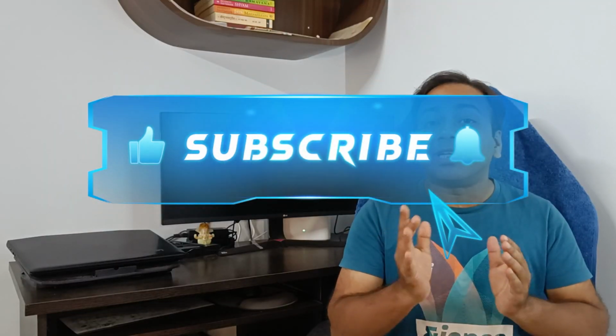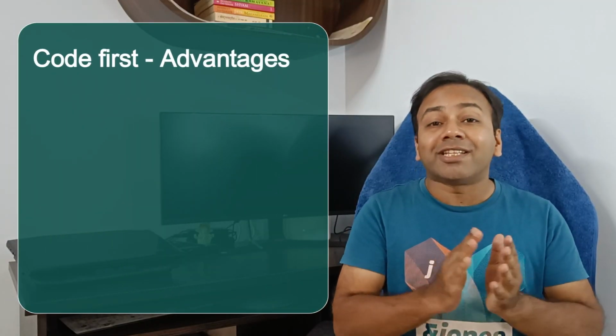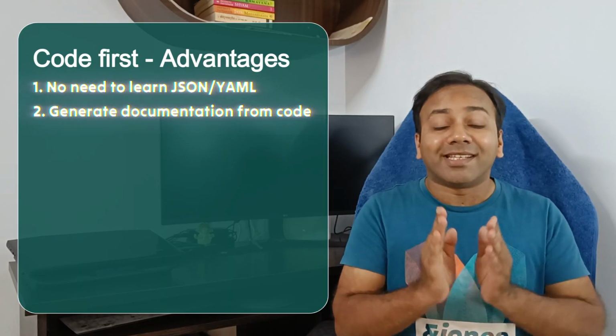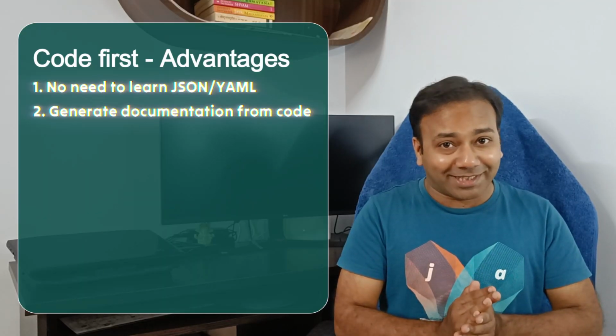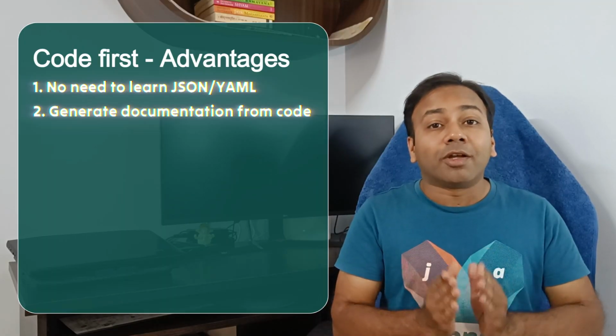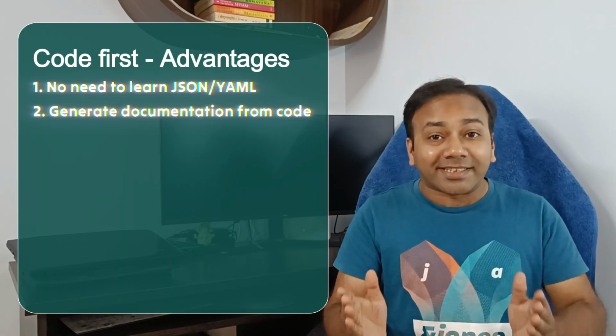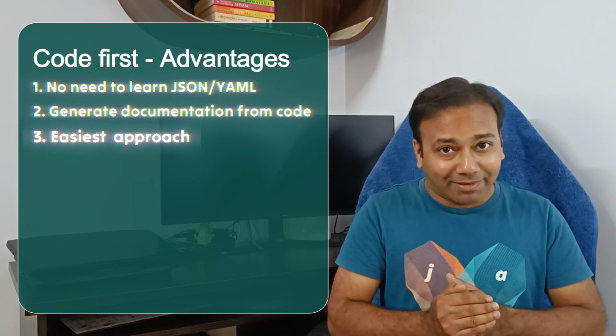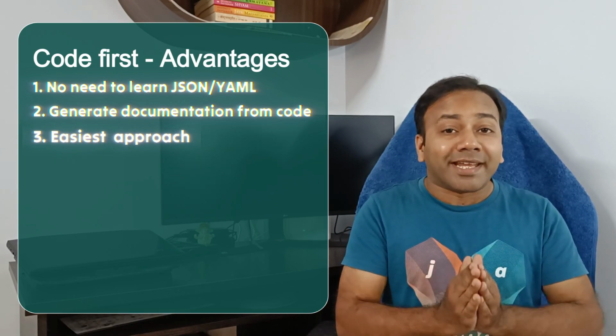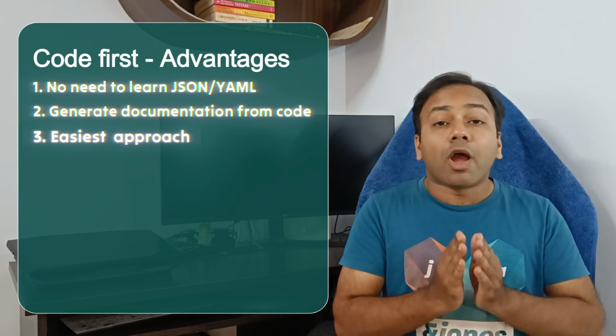So there will be some set of annotations that you will be using to define API description, define the input that your API will be using, define authentication and authorization details from right inside your code. So there is no necessity of learning all these JSON and YAML from the code first standpoint of API definition, because you won't need to learn about YAML or JSON based specifications. It is the easiest one from the other one as well. So these are the advantages that you will be getting when you are defining an API by using code first approach.